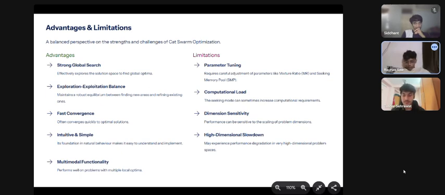But it also has a few limitations. It needs proper parameter tuning. The seeking mode can increase computation, and its performance can drop when the number of dimensions becomes very high.